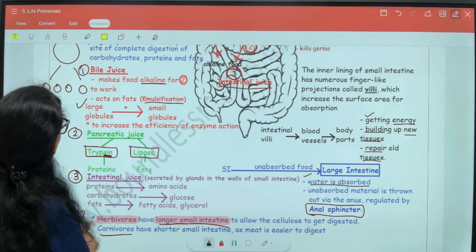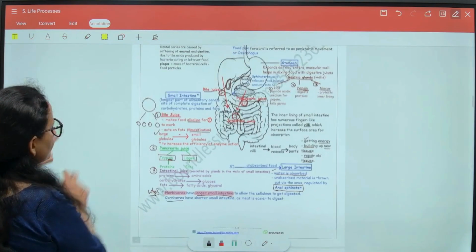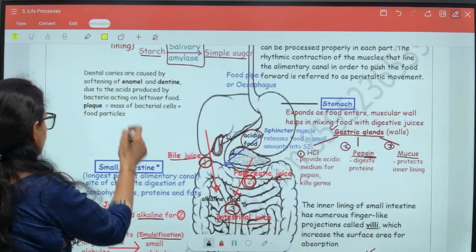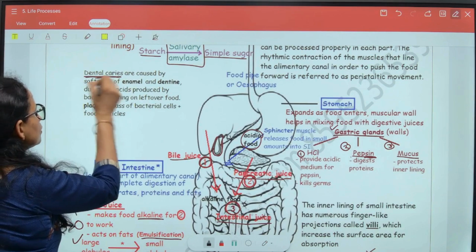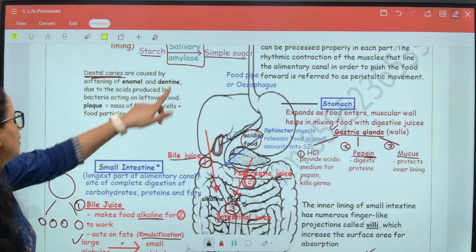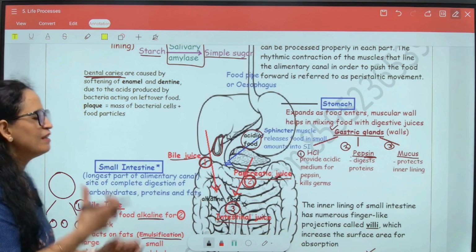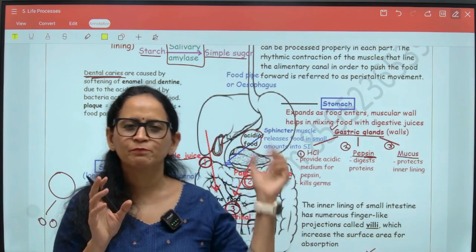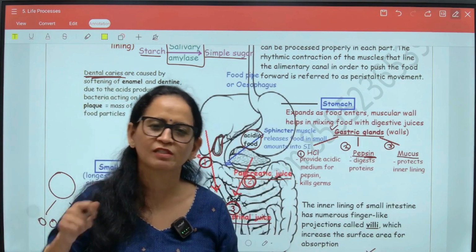Now throughout this process of nutrition, there was something called dental caries. We need to talk about dental caries also. So in our mouth, we have 32 teeth. And the outermost layer of every tooth is enamel and the second layer is dentine. Now when there is leftover food, when we don't brush our teeth before sleeping, mama keeps on reminding, brush your teeth before sleeping, but we don't listen.